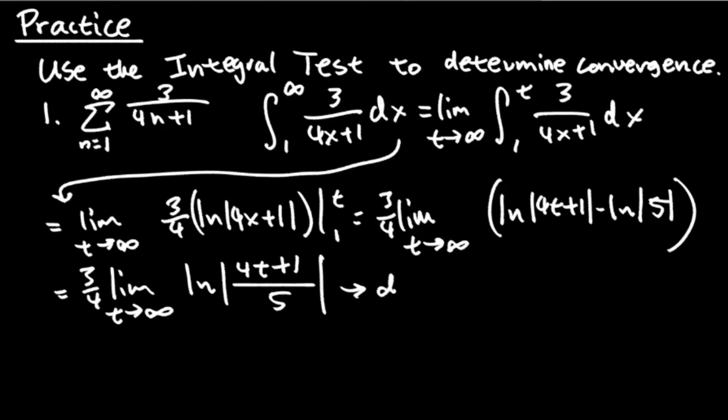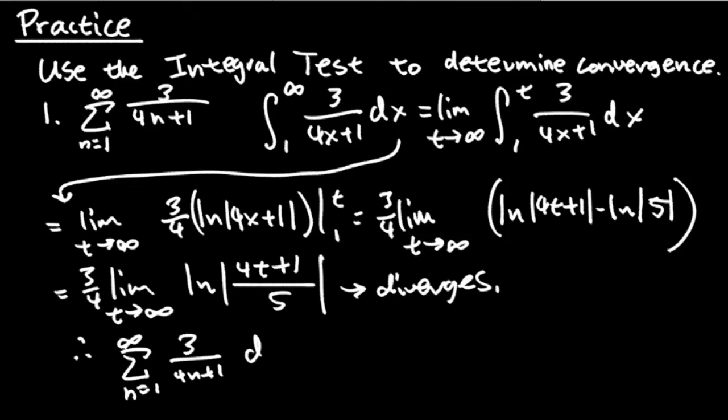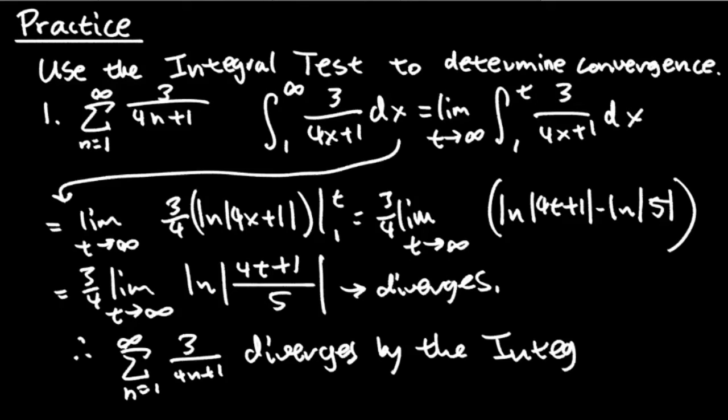So this diverges, and therefore the sum also diverges, by the integral test. So always cite the test that you're using. That way whoever is reading your work knows exactly how you got to where you got, because sometimes it'll be obvious, sometimes it won't. Okay, so let's try another one.